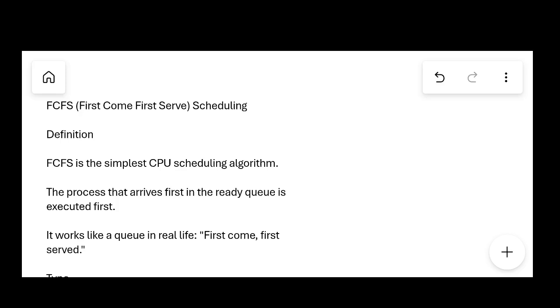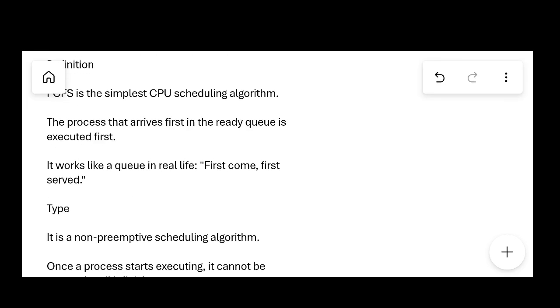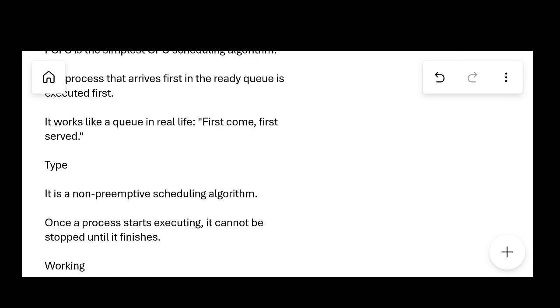So the definition: FCFS is the simplest CPU scheduling algorithm. The process that arrives first in the ready queue is executed first. It works like a queue in real life: first come, first serve. And the type is, it is a non-preemptive scheduling algorithm. Once a process starts executing, it cannot be stopped until it finishes.